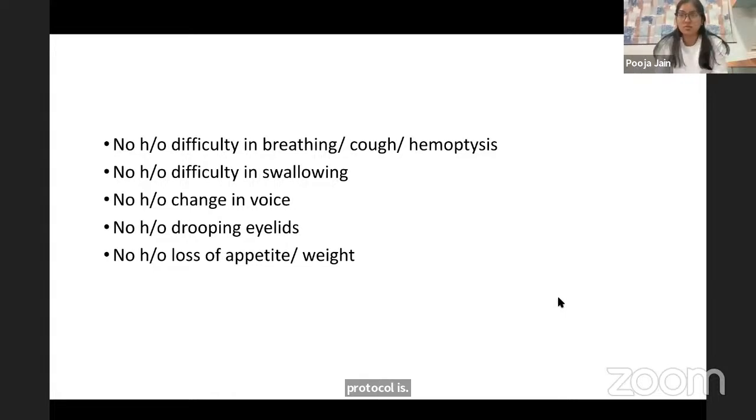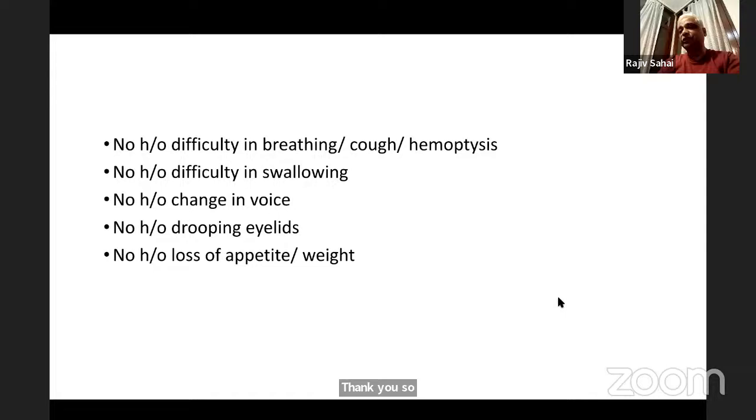So, Dr. Pooja, you've come to this diagnosis of tuberculosis. Tell us the points in history which you think will support your diagnosis of tuberculosis.